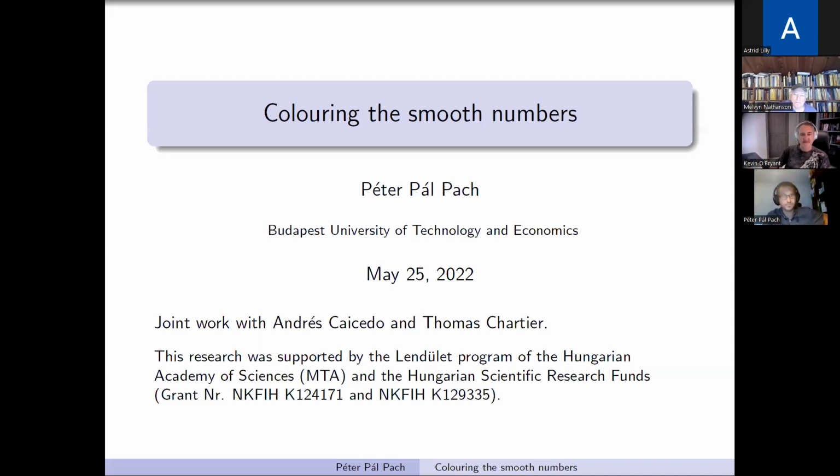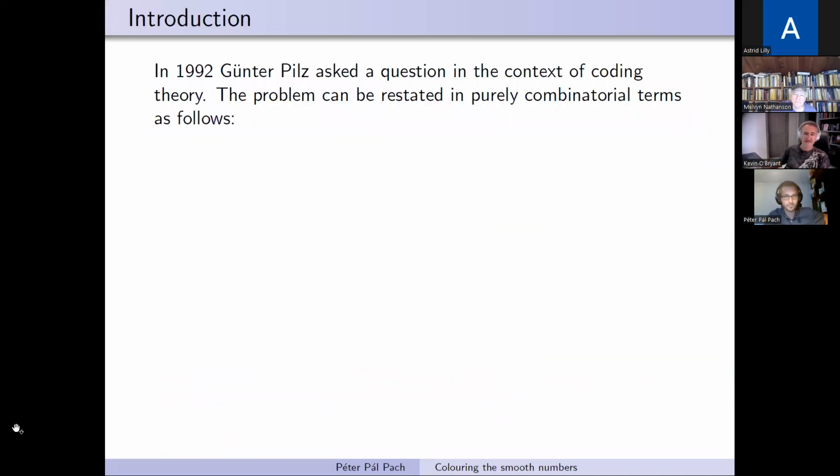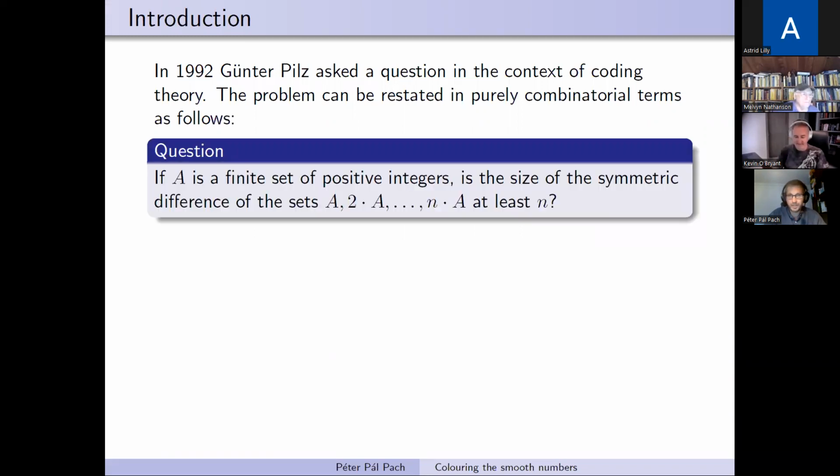First, I will show a problem that was the original motivation for the question, which is the topic of my talk. It's motivated by a problem in coding theory, the following question. If A is a finite set of, say, positive integers, is it true that if you take the symmetric difference of the n sets A, 2A, ..., nA, then the size of the symmetric difference is always at least n? Here 2 times A means that we multiply each element of A by 2, etc.